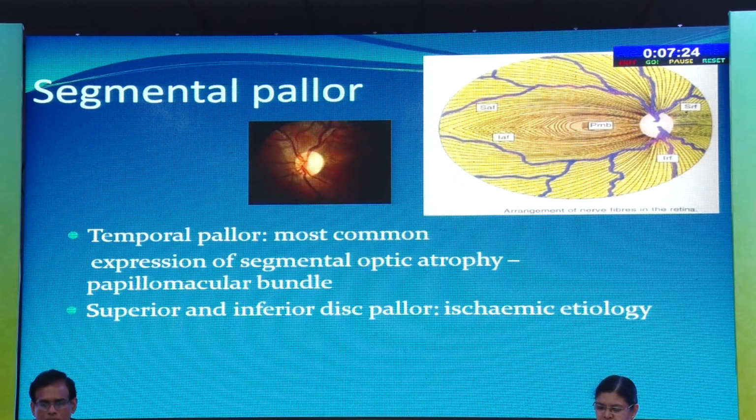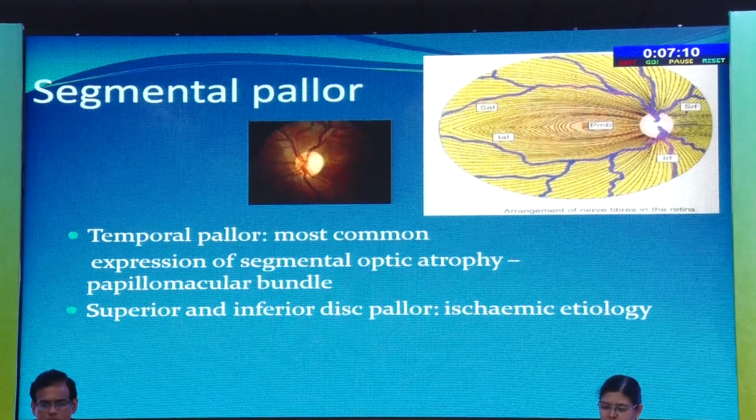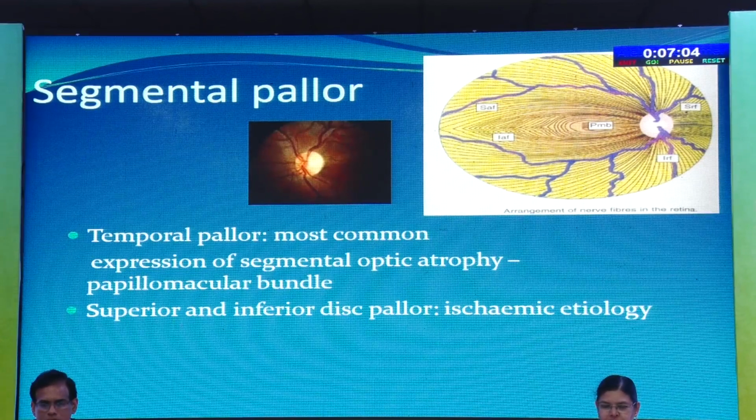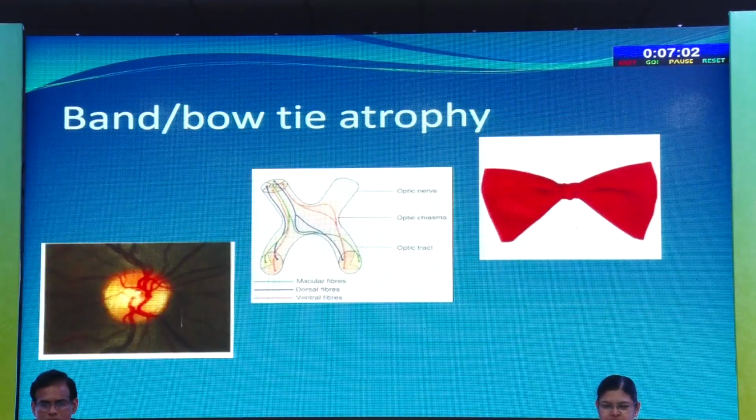Most commonly seen is temporal pallor, which affects the papillomacular bundle. This condition is seen in toxic or nutritional optic neuropathies, which commonly affect the metabolically active papillomacular fibers. Superior and inferior disc pallor is seen in ischemic etiology, which is explained by the blood supply to the optic nerve.